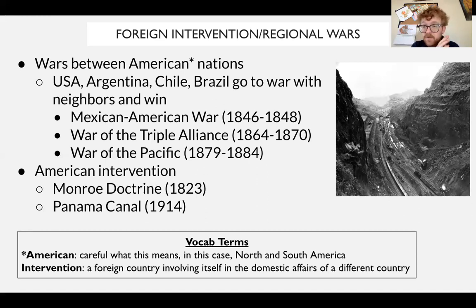There were some backroom deals. But America is using its military force to get what it wants economically, even though it doesn't directly control Panama. It only directly controls this canal. So that's what's going on in terms of regional and international wars.